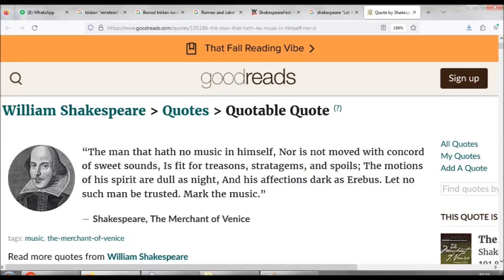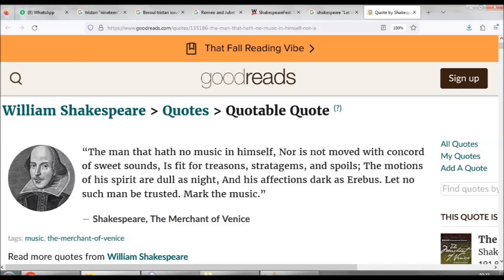But what we know about what they're telling us is that Shakespeare made great quotes, or they created these great quotes themselves. So in The Merchant of Venice, they tell us one of the greatest quotes ever. The man that has no music in himself, nor is moved with concord of sweet sounds, is fit for treason, stratagem, and spoils. The motions of his spirit are dull as night, or basically dead, and his affections dark as the Erebus. Let no man be trusted, mark the music. So we've got these great quotes in The Merchant of Venice. I've made the words into a bit simpler English language. That's from The Merchant of Venice.